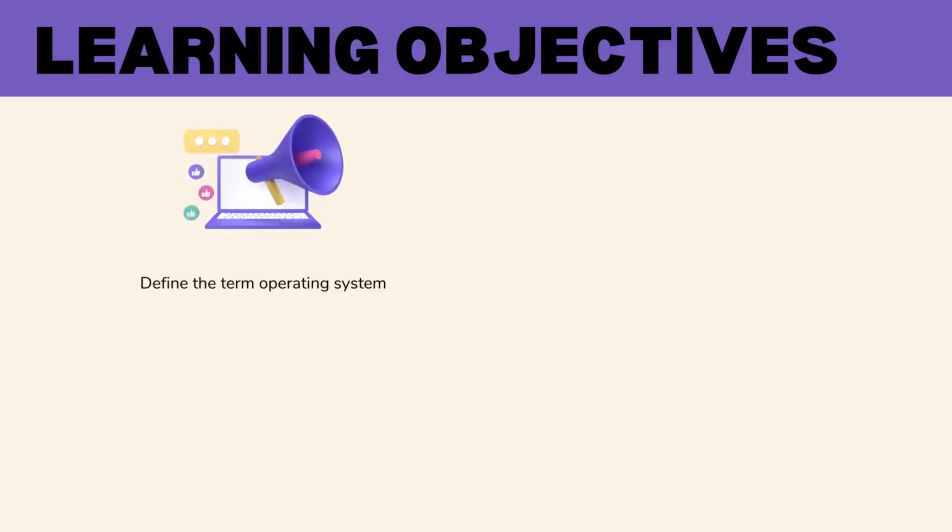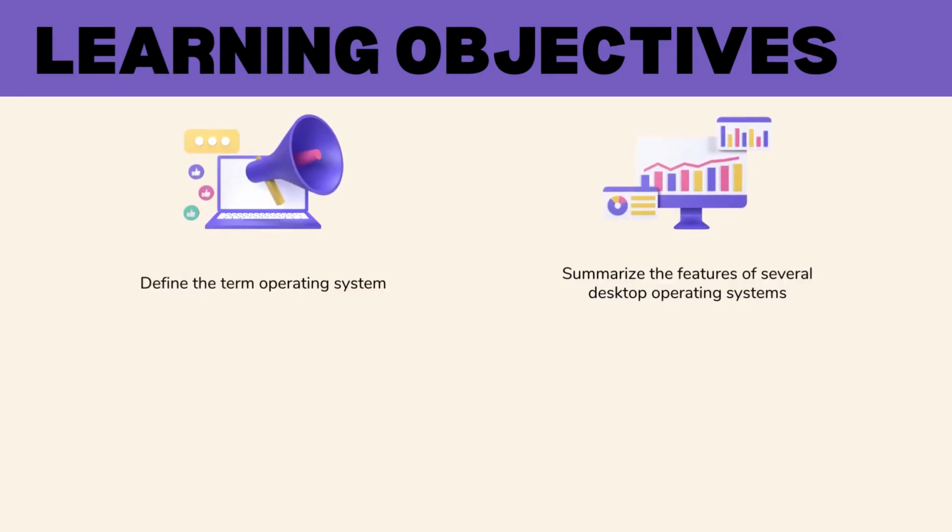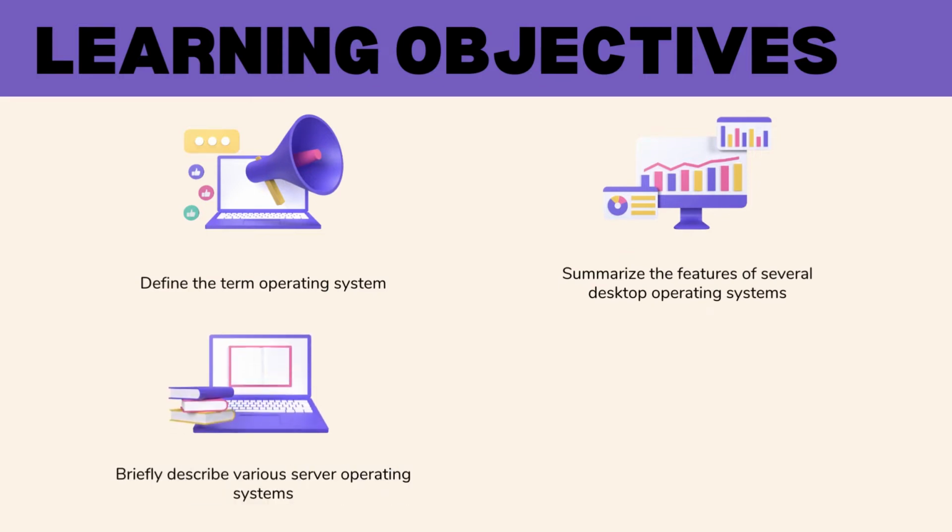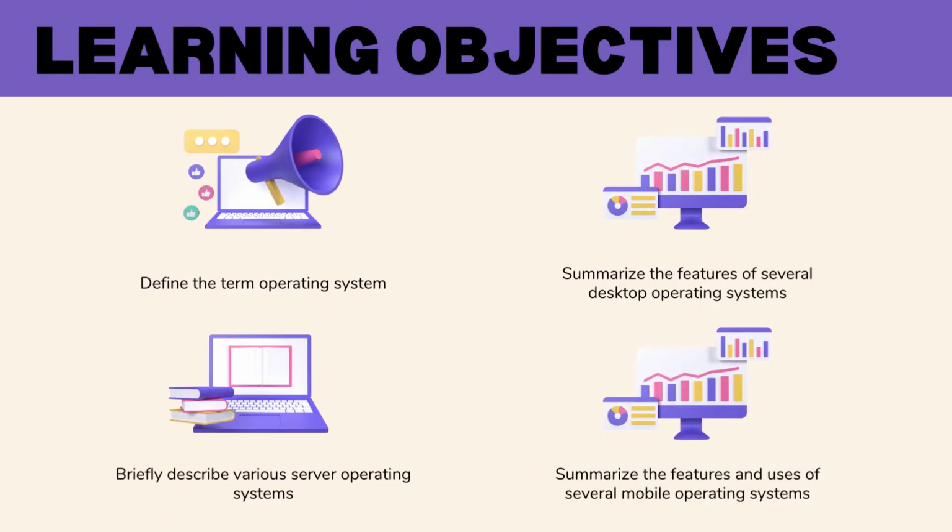First, define the term operating system. Second, summarize the features of several desktop operating systems. Third, briefly describe various server operating systems. The last one is to summarize the features and uses of several mobile operating systems.